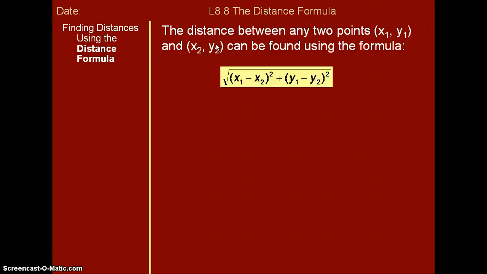It is the square root, a nice long square root because there's a bunch of stuff going on underneath, of (x1 minus x2) squared. Yes, the parentheses are necessary, plus (y1 minus y2) in parentheses squared.